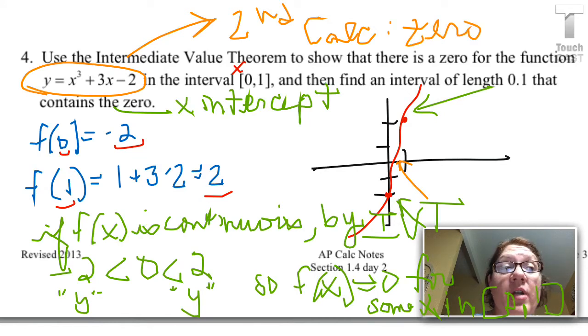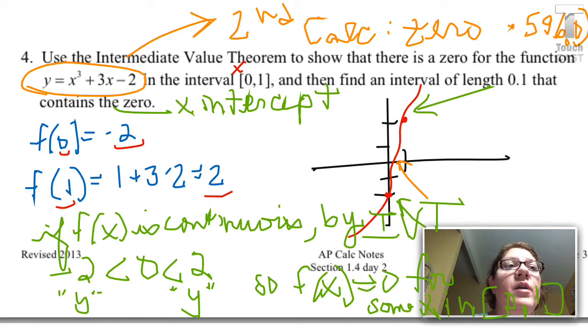And remember, the calculator is going to ask you a bunch of questions, so you have to be to the left of it, and then you have to be to the right of it, and then it's going to ask you to take a guess, and you say no, and then it'll tell you what the actual x-intercept value is, which should be 0.596.